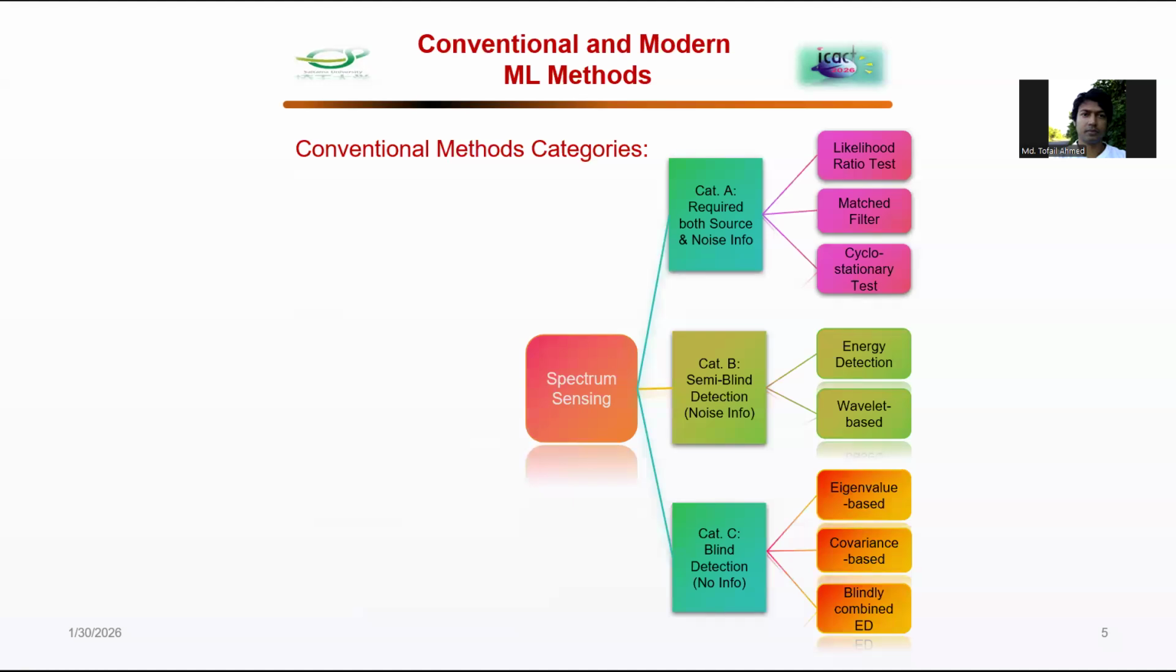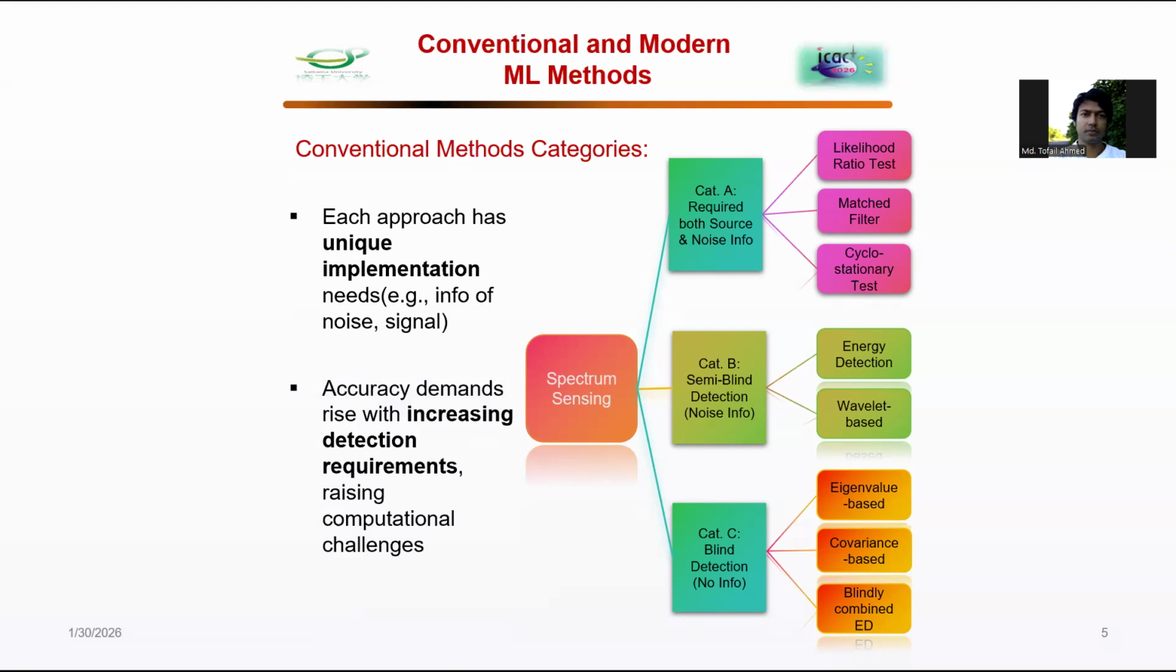How do you perform this spectrum sensing? Traditionally, we have popular conventional methods like energy detection and matched filter detection. However, each method has specific requirements and faces challenges, especially as we demand higher accuracy in difficult conditions, which increases computational complexity.